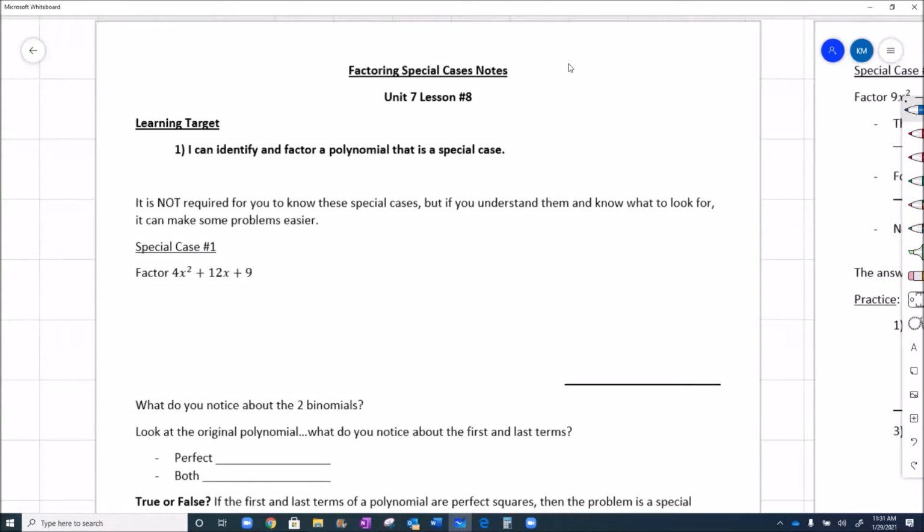Today we're looking at factoring special cases notes. At the end of this video, you should be able to identify and factor a polynomial that is a special case. I want to say this at the beginning: it is not required for you to know these special cases. But if you understand them and know what to look for, it makes some problems easier.